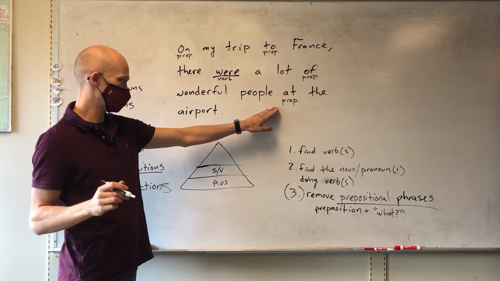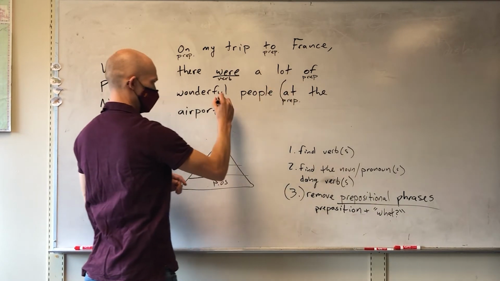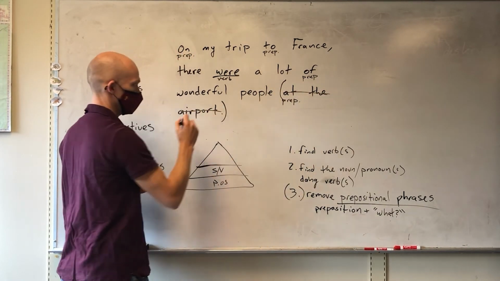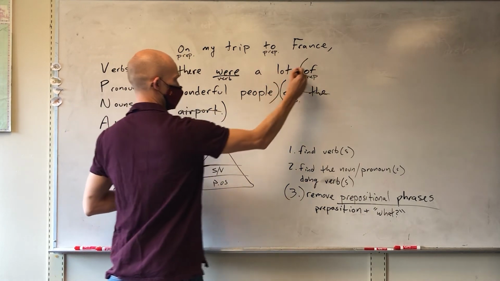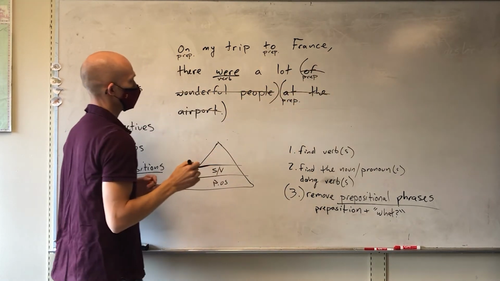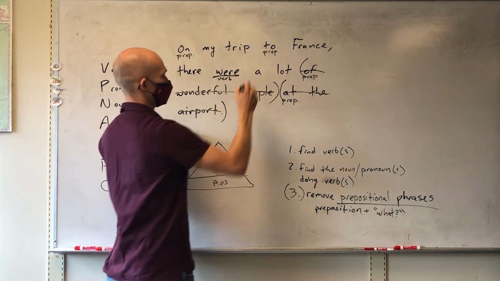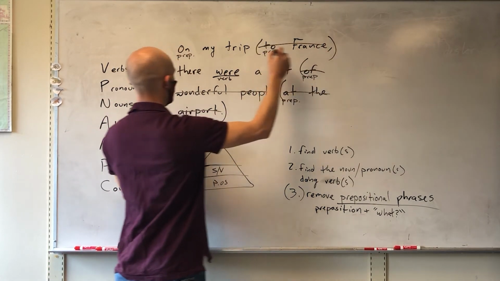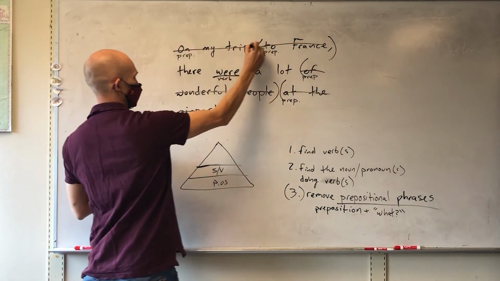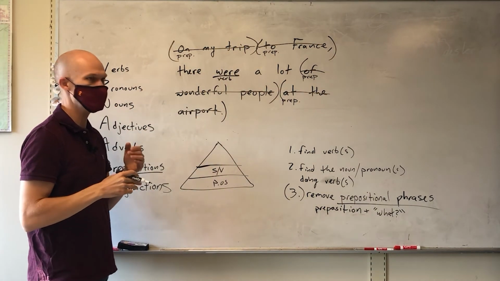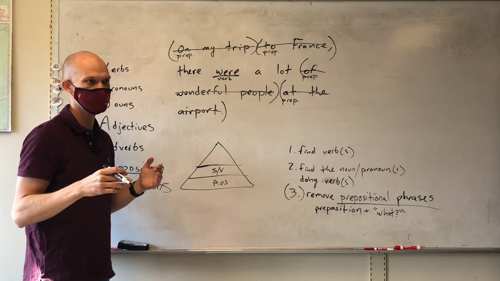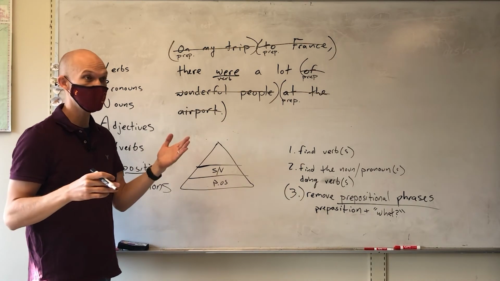So at what? At the airport. Okay, great. Of what? Of wonderful people. Great. All right, to what? To France. On what? On my trip. Great. So now my sentence is, there were a lot. That can't be a sentence. No, that works. There were a lot.